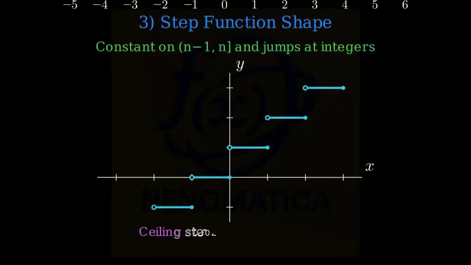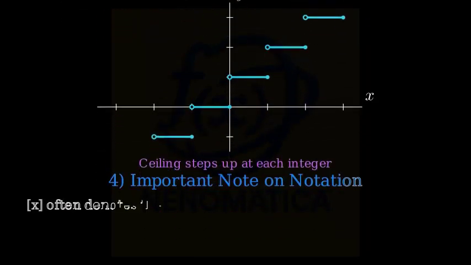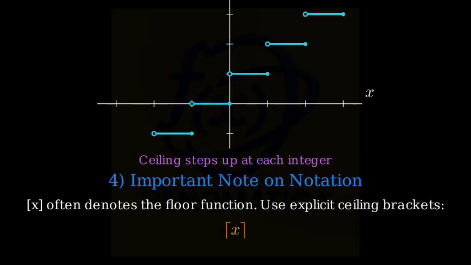Step 4. Important notation note. In many contexts, the square bracket of x can mean the floor function. We will avoid that confusion by writing ceiling explicitly with the left and right angles around x. That is, ceiling of x is written with the angled brackets. Summary. To solve ceiling of x equals n, use the inequality n minus 1 less than x less than or equal to n.